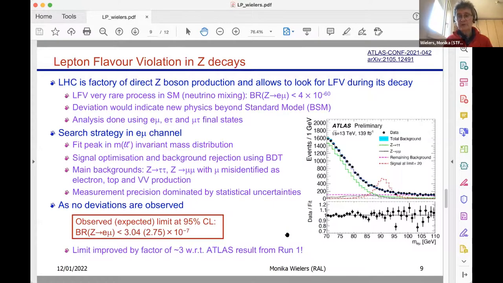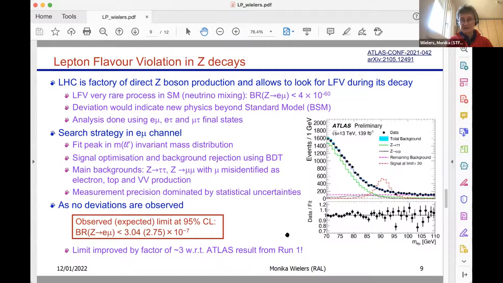Okay, so the next topic I want to cover is lepton flavor violation in Z decays. Peter on Monday has already told you and showed you the results we had by looking at a Z boson decaying into an electron and muon state. So let me just remind you of some things here. So first of all, LHC is a Z boson factory. We really have huge statistics of Z bosons, and lepton flavor violation being a rare decay means that if we see any deviation in this channel, this immediately indicates new physics beyond the standard model.